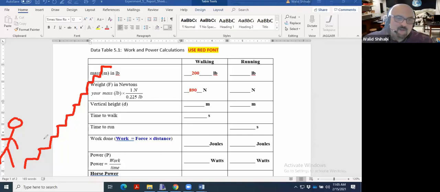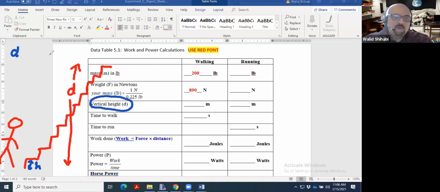Okay. To measure the whole height will be from the top to the bottom. So the whole thing here, this will be the vertical height of the flight of stairs. So how can you measure this whole thing? So what you can do here, just measure the height of one step. Let's call it h. And then multiply it by the number of steps. So d, which is the vertical height, this is d here, will be basically the height of one step times the number of steps. Okay.